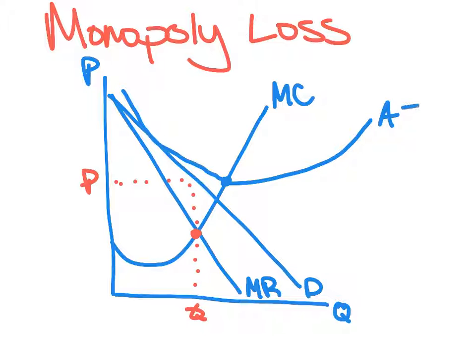And so you can see that there's a box right here from this point to where ATC is, and this box is going to be your loss.